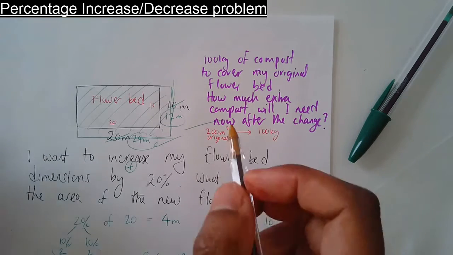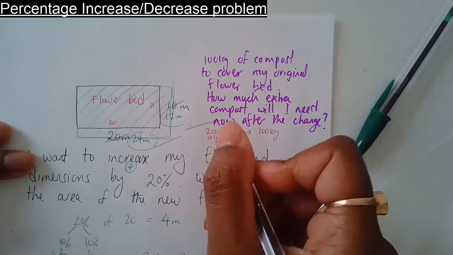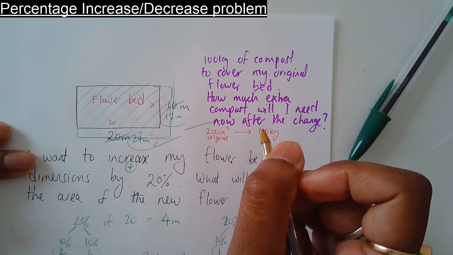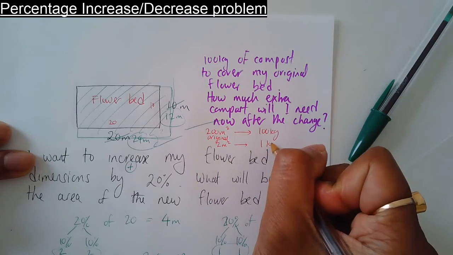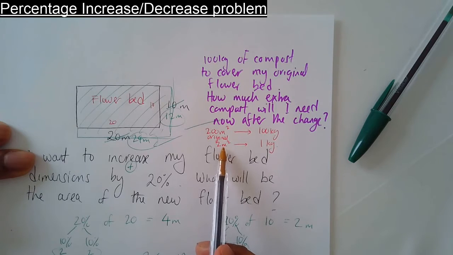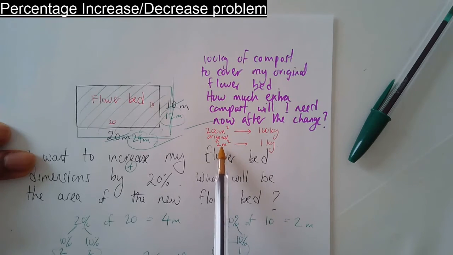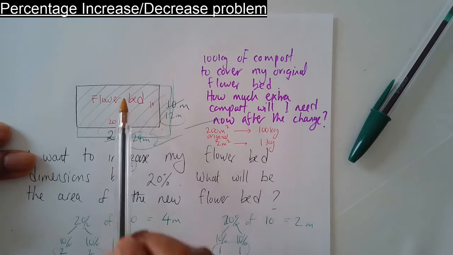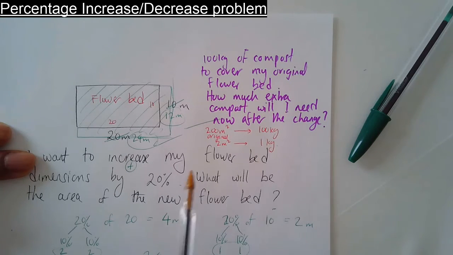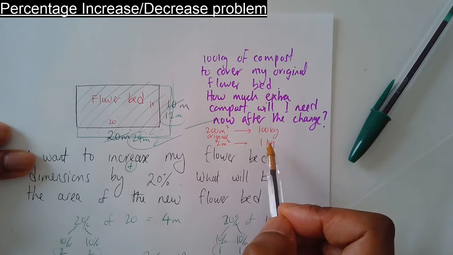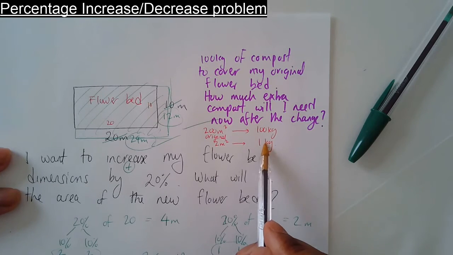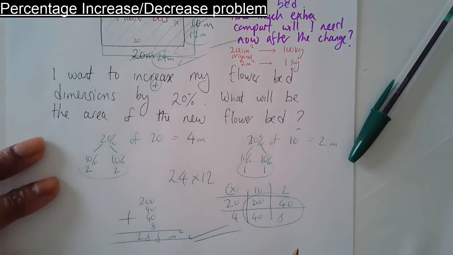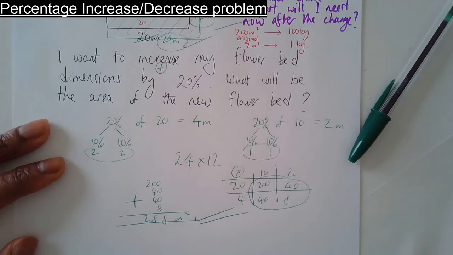So what I'll do now is I'll do 200 divided by 100. 200 divided by 100 is 2. So what that 2 means is that I can cover 2 meters squared of that flower bed using 1 kg of compost. So 1 kg of compost will cover 2 meters squared. But what I need to know is how many kilograms of compost I'll need to cover 288 meters squared, which is the new size.